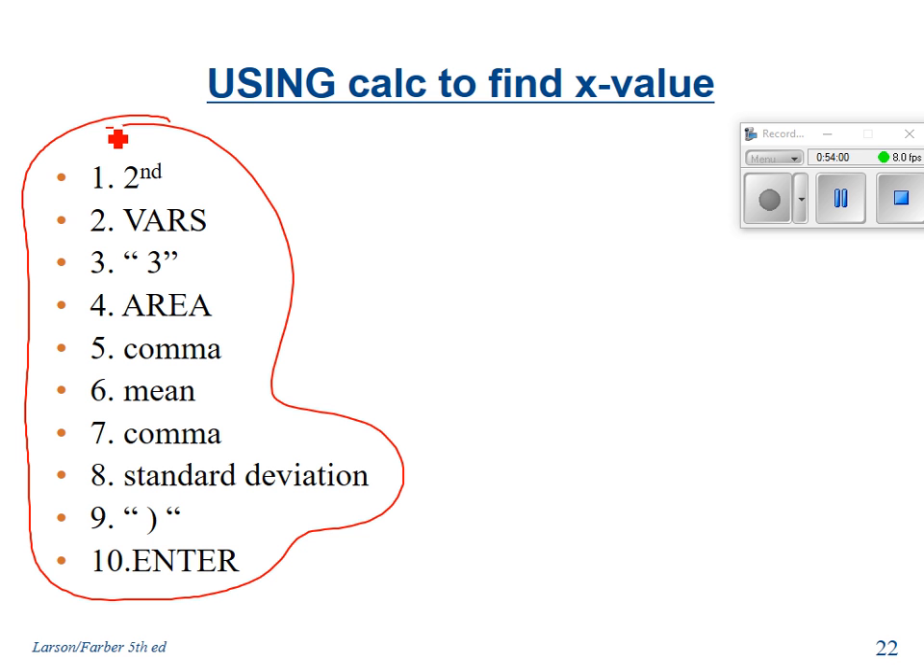On the old calculator, you hit second VARS 3, put in the area, comma, put in the mean, comma, put in the standard deviation, close the parentheses, hit enter. On the new calculator, you do all that same stuff, put in all those things, and then you'll just hit enter and then enter again. So down here for the new calculator, you hit enter right here, and then you hit enter again.